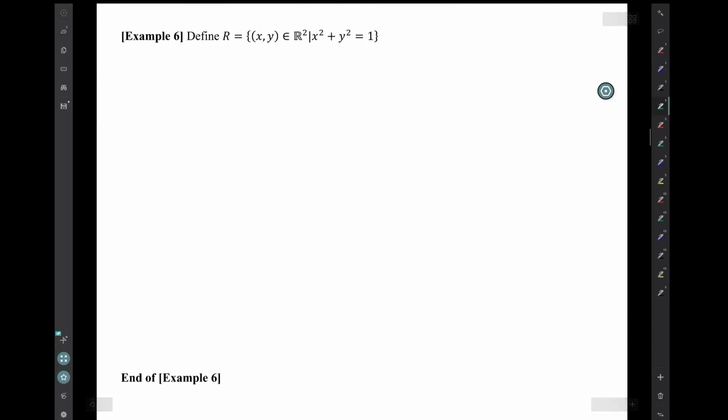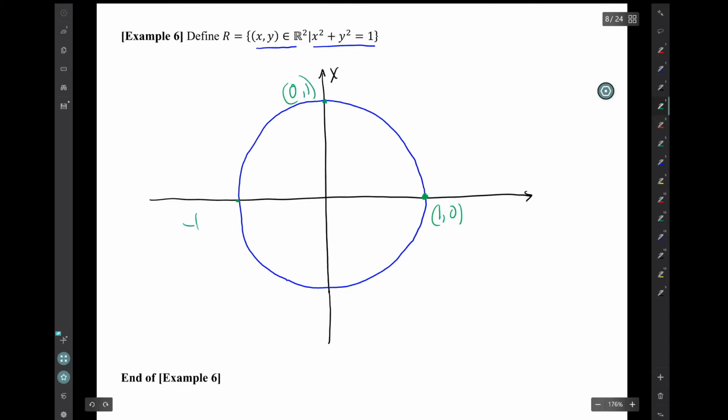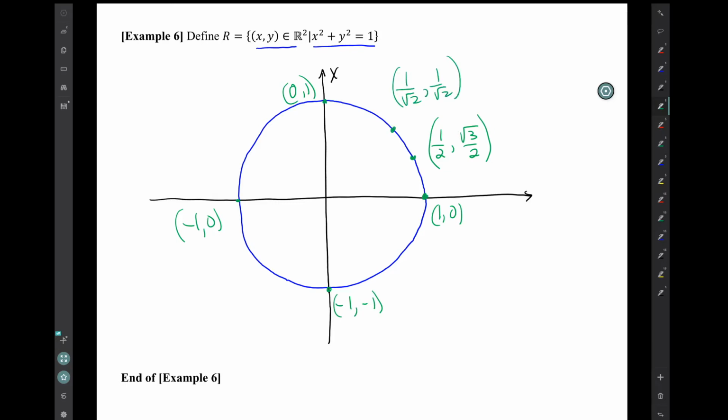Example 6. Define this relation on the set of real numbers, the set of all ordered pairs such that x squared plus y squared equals 1. Well, the graph of that relation is a circle of radius 1. You can label a bunch of famous ordered pairs that we know are in that relation.